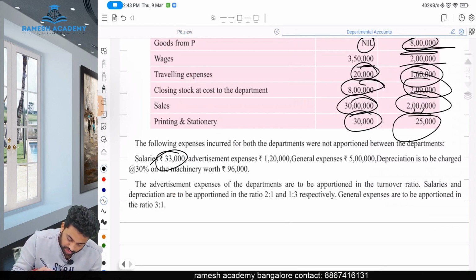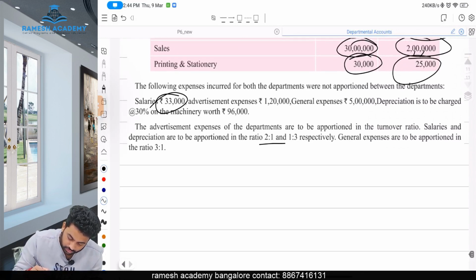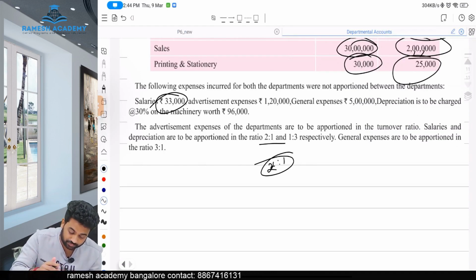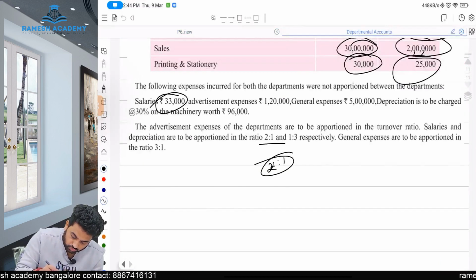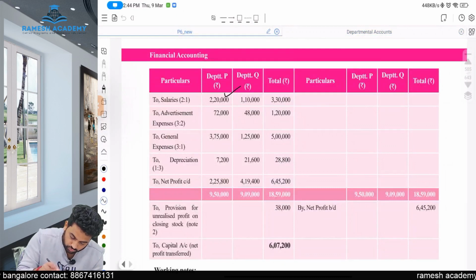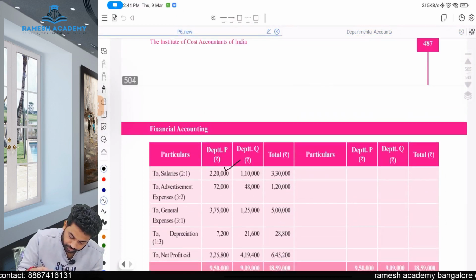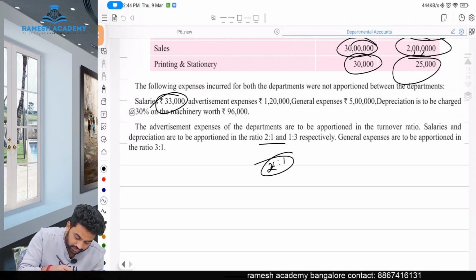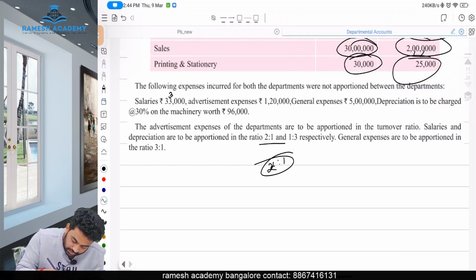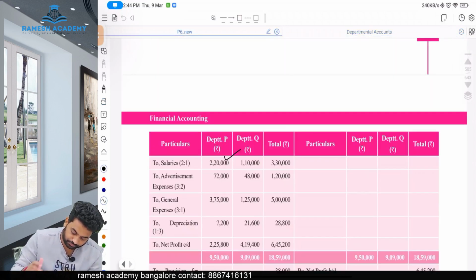Next, salaries of 33,000 is there. They are asking us to apportion salaries in the ratio of 2:1. So 33,000 in 2:1 is 22,000 and 11,000. In the question kindly correct it as 33 lakh. Okay, sorry, 3,33,000. They gave it as 33,000. Kindly make it as 3,30,000. Done.